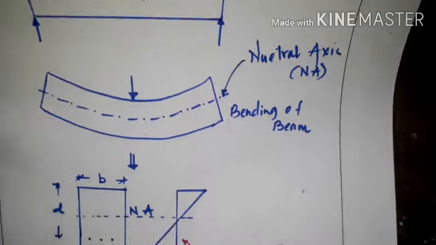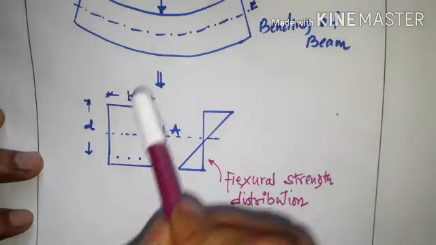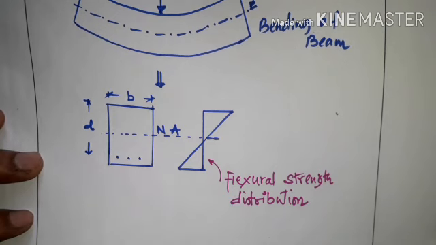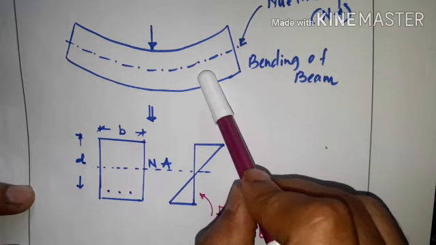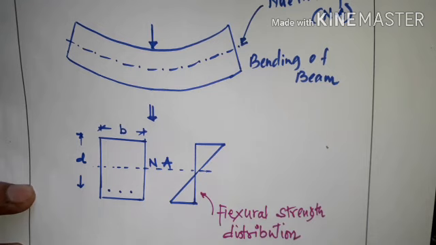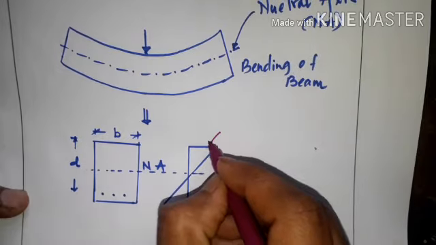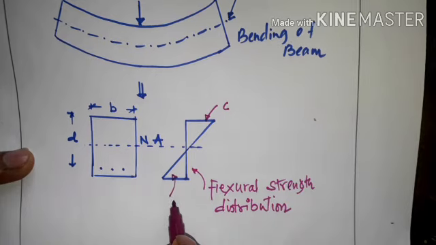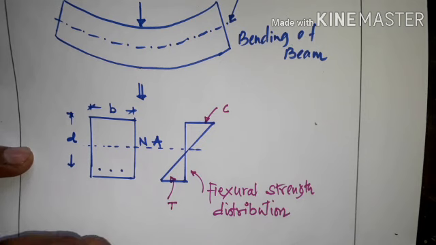So we'll move ahead again. You can see here, we'll take up a section, for this member a rectangular section with width B and effective depth D. When a member is subjected to bending about the neutral axis, the fibers above the neutral axis will be under compression, and the fibers below the neutral axis will be under tension.